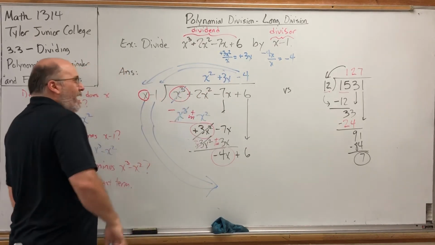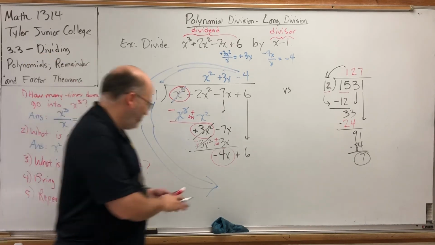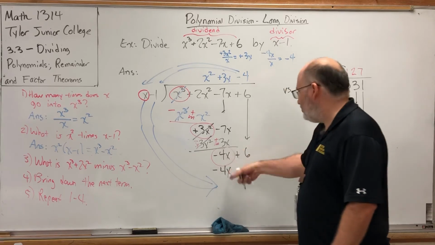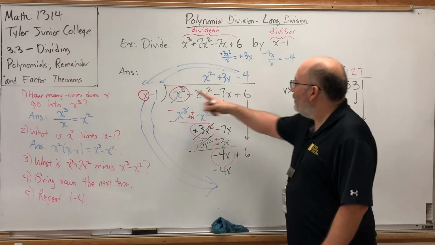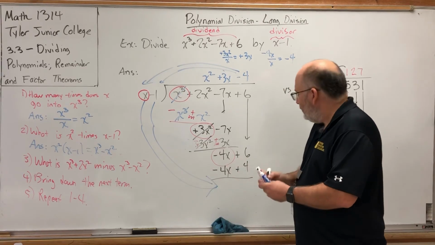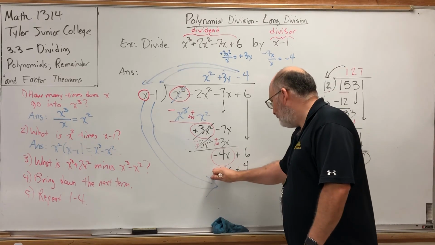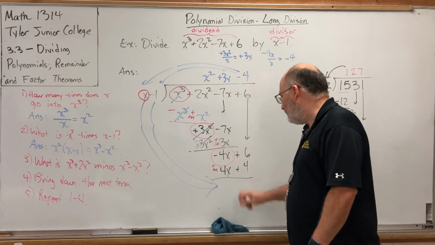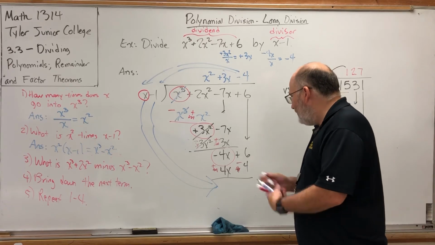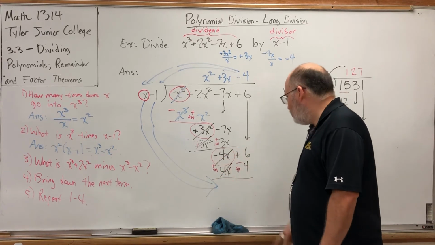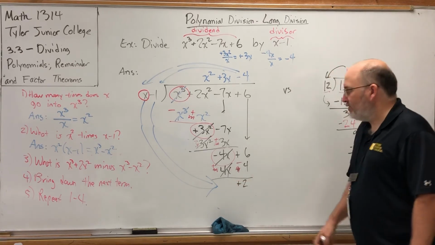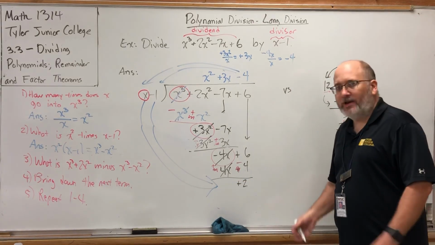Negative 4 times the entire divisor. Negative 4 times x is negative 4x. These match. They should at this juncture. And then negative 4 times negative 1 is positive 4. Change the signs. So the negative 4x becomes positive 4x, but the positive 4 becomes negative 4. Combine, the x terms cancel, positive 6 and negative 4 is positive 2. And we're done with the division because I have no more terms to bring down.